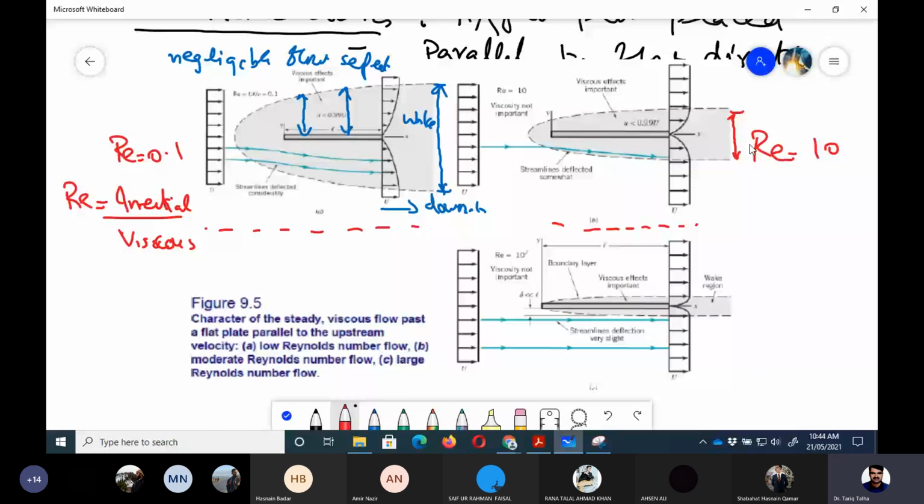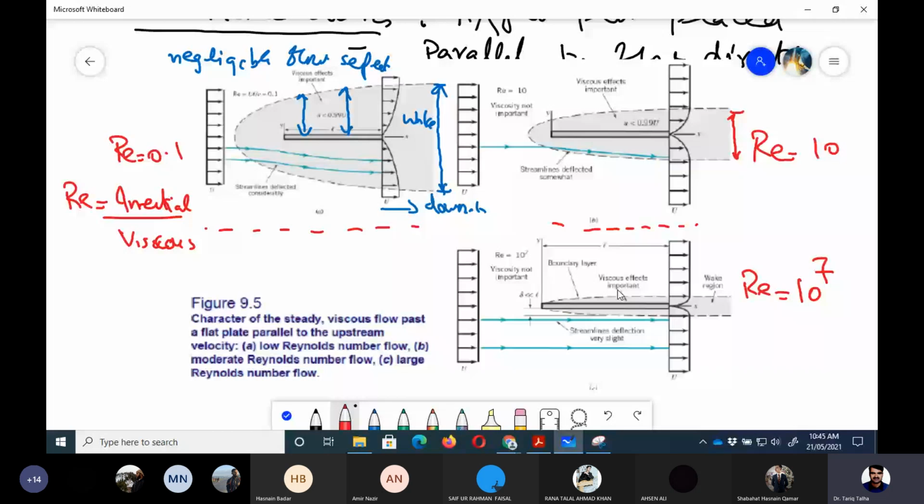and there is still no flow separation, because flow separation doesn't occur in the flow over a streamlined body. And now if we increase the Reynolds number even more, like if we make it 10 million, you can see that viscous effects are in fact limited very near to the wall. It means that the inertial effects are very dominant in this case, because viscous effects are limited to that area. So the boundary layer thickness has been reduced, the wake region has been reduced, and the streamline deflection is very small, because you can see here, right? So this is the boundary layer thickness.